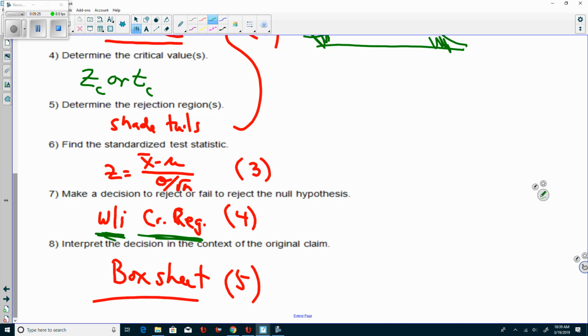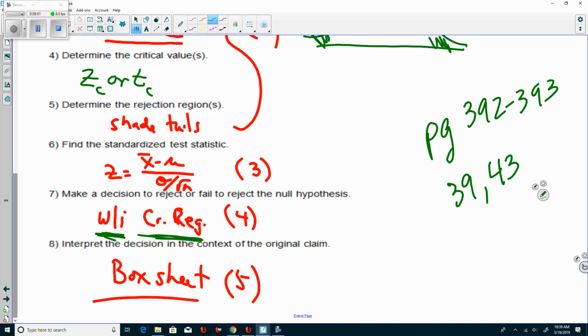So there are only 2 problems that I want you to practice with this. On page 392, 393, problems 39 and 43. And I will help you with the step 4 when you get there. Otherwise, it's exactly the same as what you've already been doing. Okay?